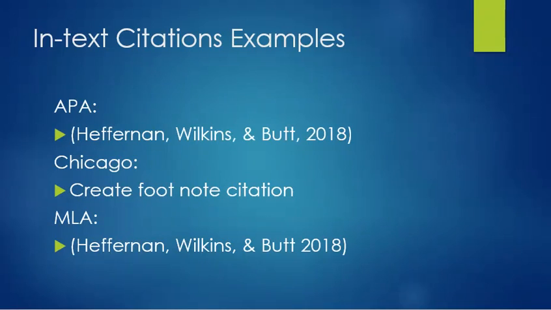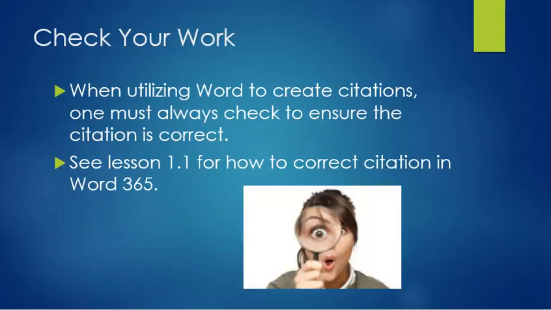This is the same examples except showing their in-text citation version. The APA and MLA, you can see, are very similar with just a minor punctuation difference, whereas the Chicago is considerably different because you must create a footnote citation for that listing.